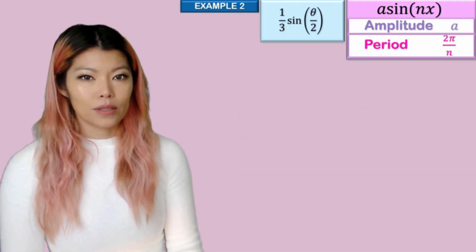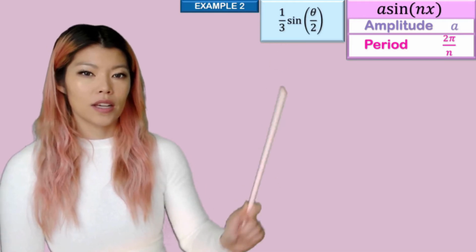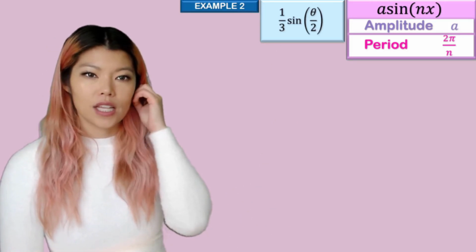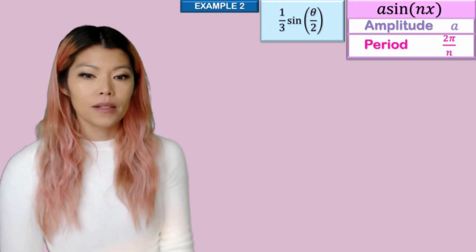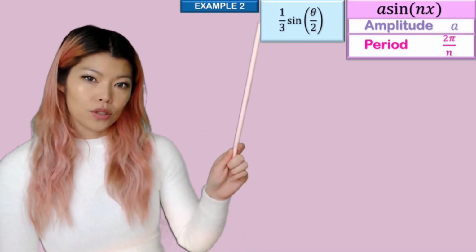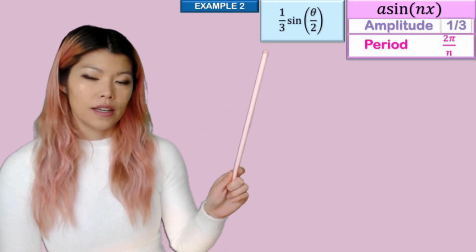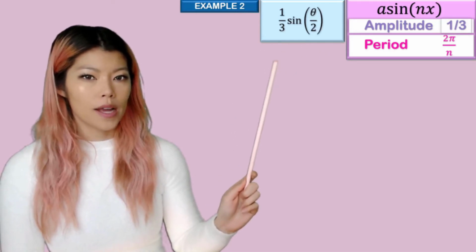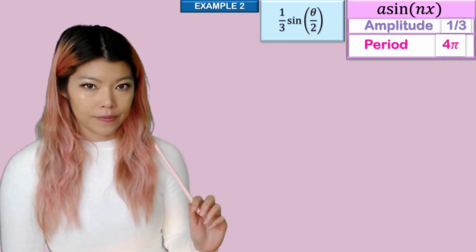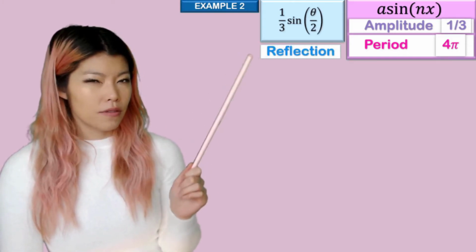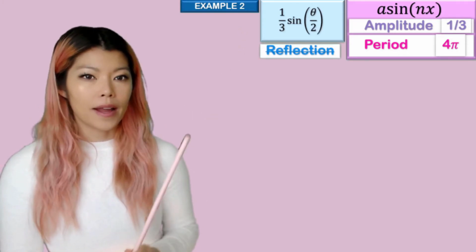Let's do another example. Example 2, a third sine theta over 2. So we can use theta instead of x sometimes, or t, or other letters. Just bear that in mind. So the amplitude this time is a third, and the period is 2 pi over a half. 2 pi over a half is 4 pi. So again, is there a reflection? No, because there's no negative sign in front of it.